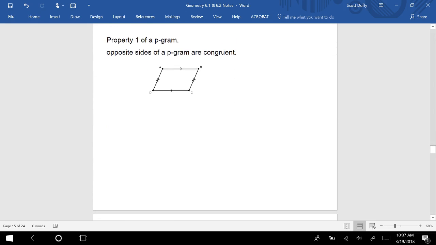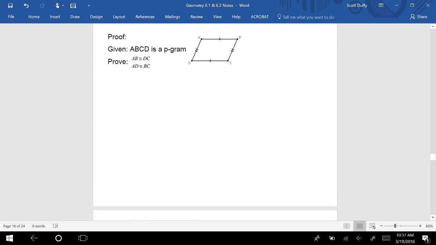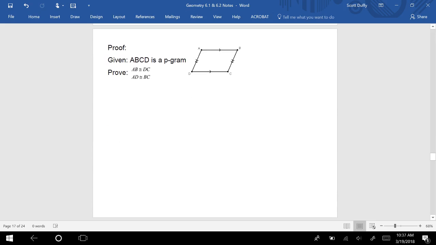Property 1 of a parallelogram is that opposite sides of a parallelogram are congruent. We have just covered that. That's our first conjecture. That's the first thing that we want to say about them. And then we're going to try to prove that using similar triangles.